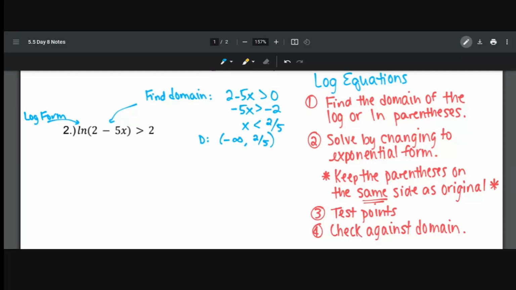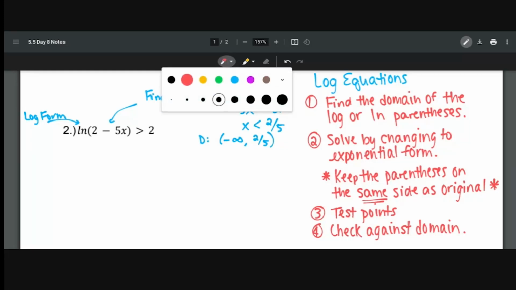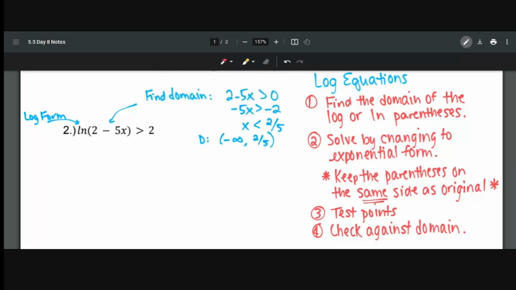All right, so I'm going to keep that off to the side. I'm going to solve my equation, and eventually I'm going to go back and refer back to my domain and make sure everything matches up. So because it's in log form, I need to change to exponential form.